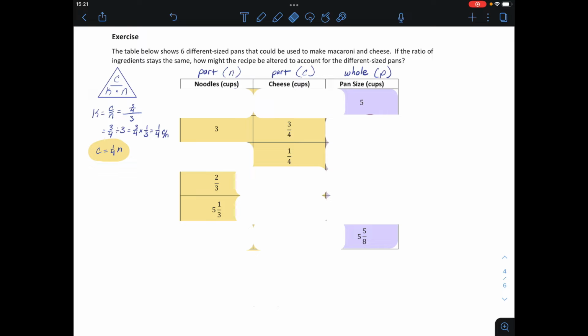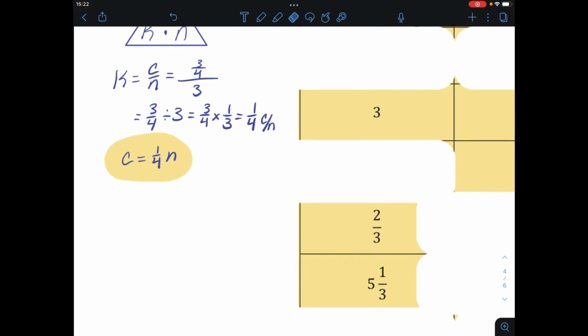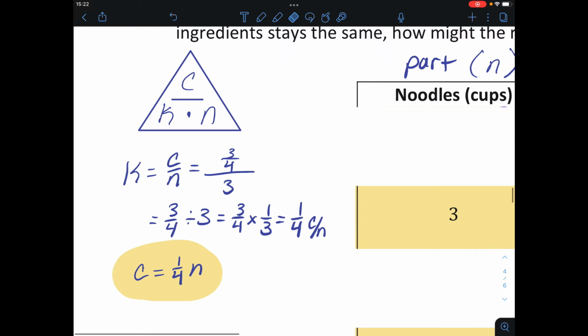So I need to find a unit rate in order to be able to solve, and I do have a pair of numbers for noodles and cheese that are together, and that's the 3/4 cups of cheese to 3 cups of noodles. So keeping that order I chose of cheese over noodles, I can write that as a ratio, which makes a complex fraction. I can divide my numerator of 3/4 by my denominator of 3, and with keep change flip, that gets me a unit rate of 1/4 cup of cheese per cup of noodles.